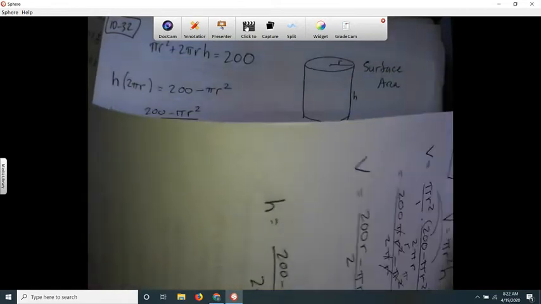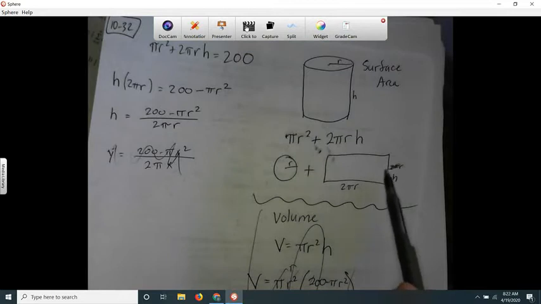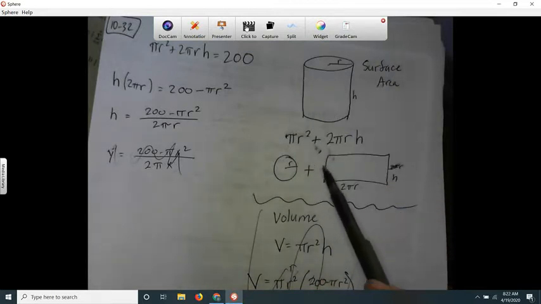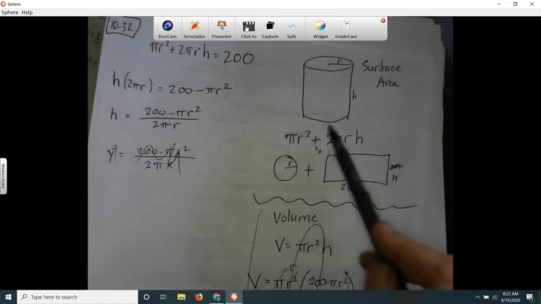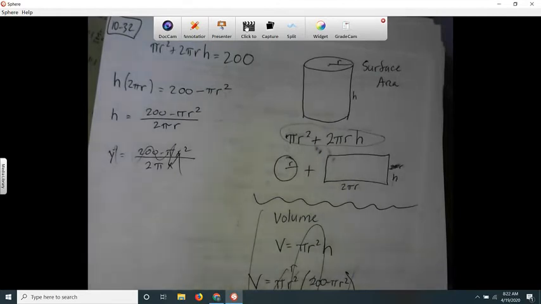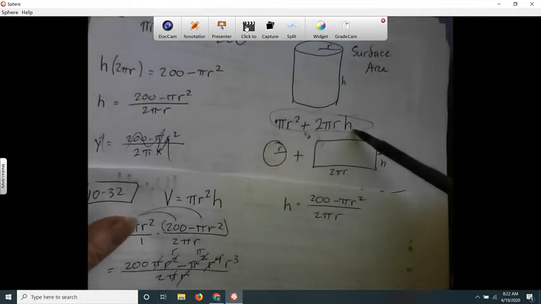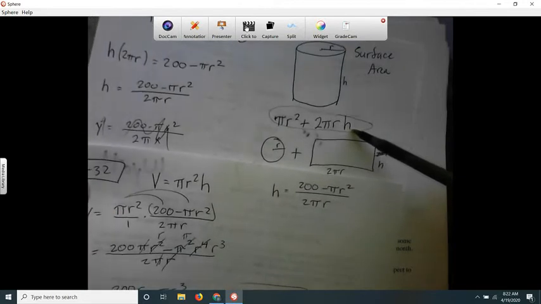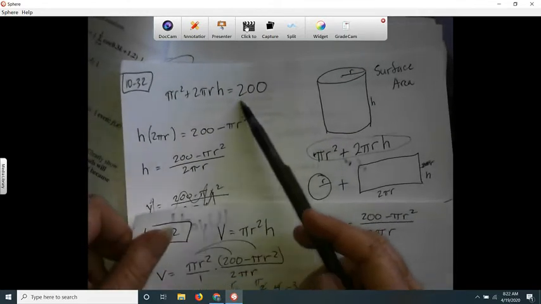And then if I open it up, the shorter side is going to be h, and this is 2 pi r. Think about rolling this up like it's a label that wraps around the can. Or you can just Google volume or surface area of a cylinder. So I wrote that all down, and there's the surface area, and we know that the material we have to make it is 200.